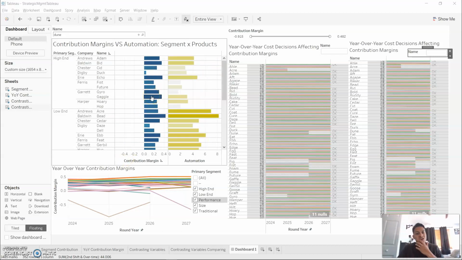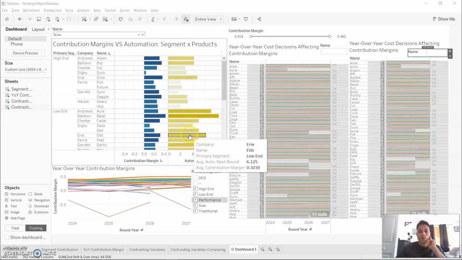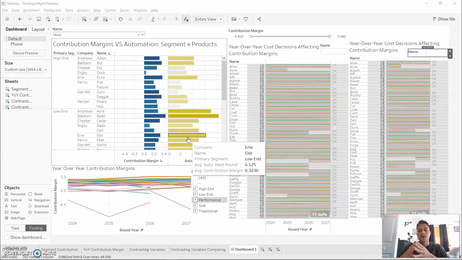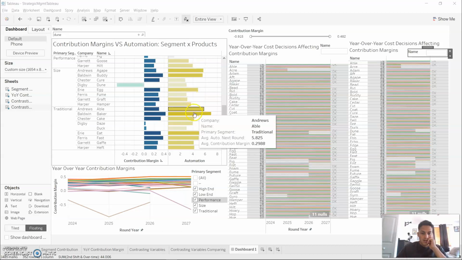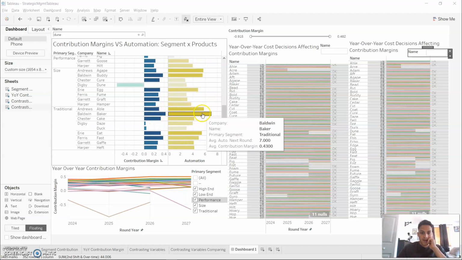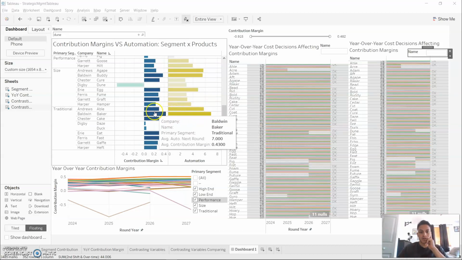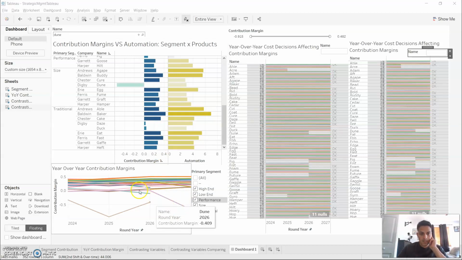The automation ranges from 1 to 10, 10 being the highest automation you can achieve in the simulation, which helped to increase your contribution margin by lowering the labor cost. As we can see at first, there is a little bit of a correlation of having a high automation to a high contribution margin. On the second graph, we can see a year-over-year contribution margin.